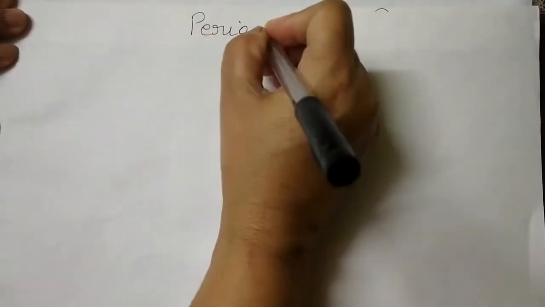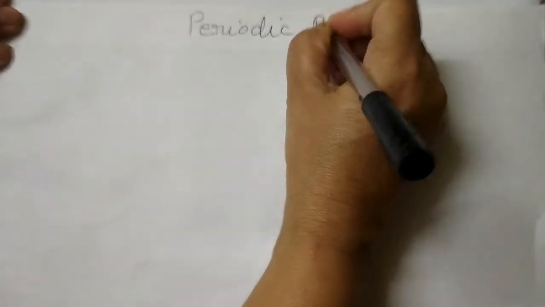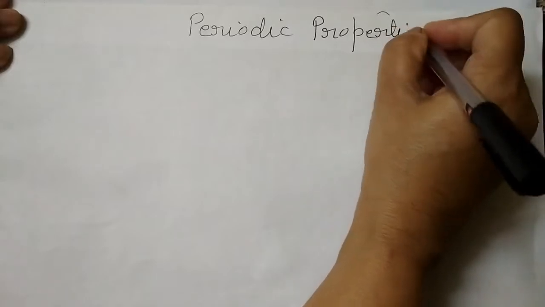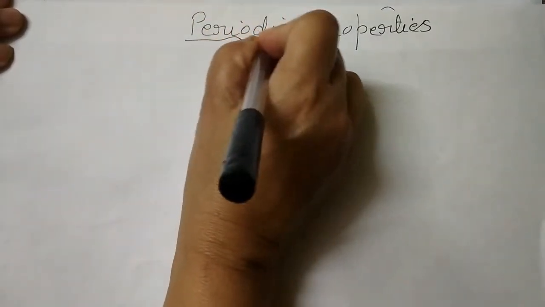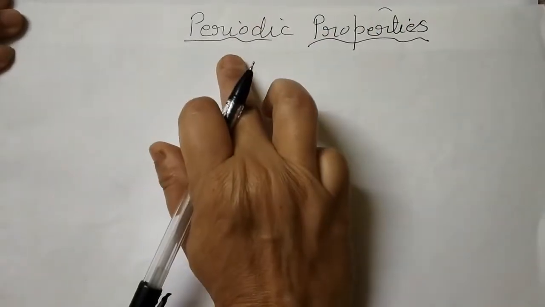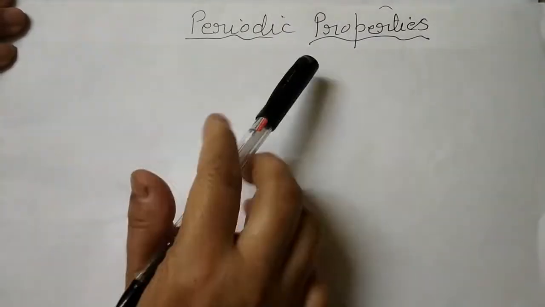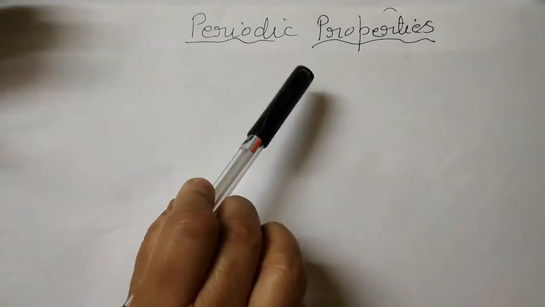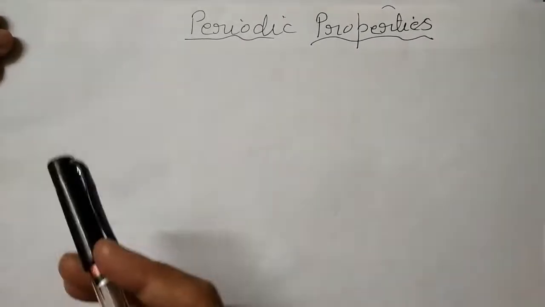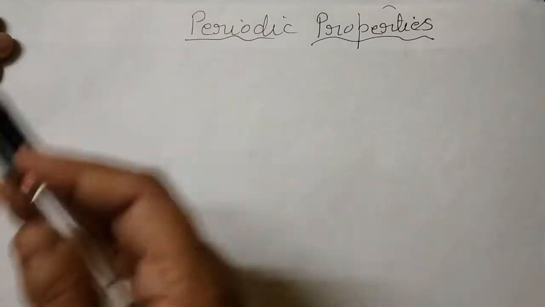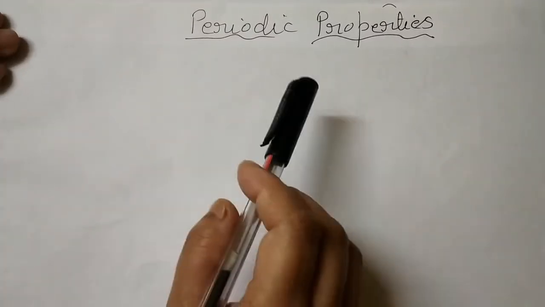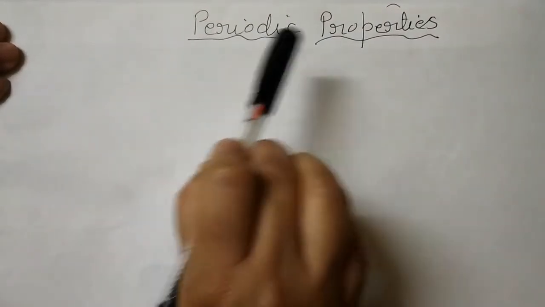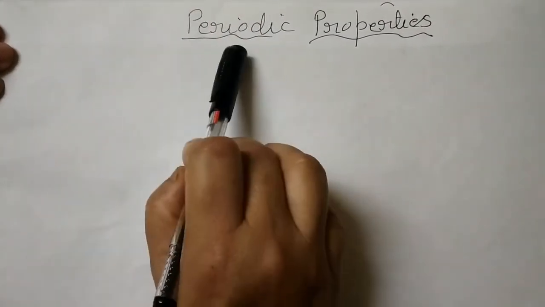Periodic properties. Now, first of all, we are starting with the periodic properties. Periodic properties means some properties in the periodic table of some elements which appear after certain fixed time interval. They appear and reappear. So that's why we call these properties periodic properties. That means in these properties some periodicity is there.